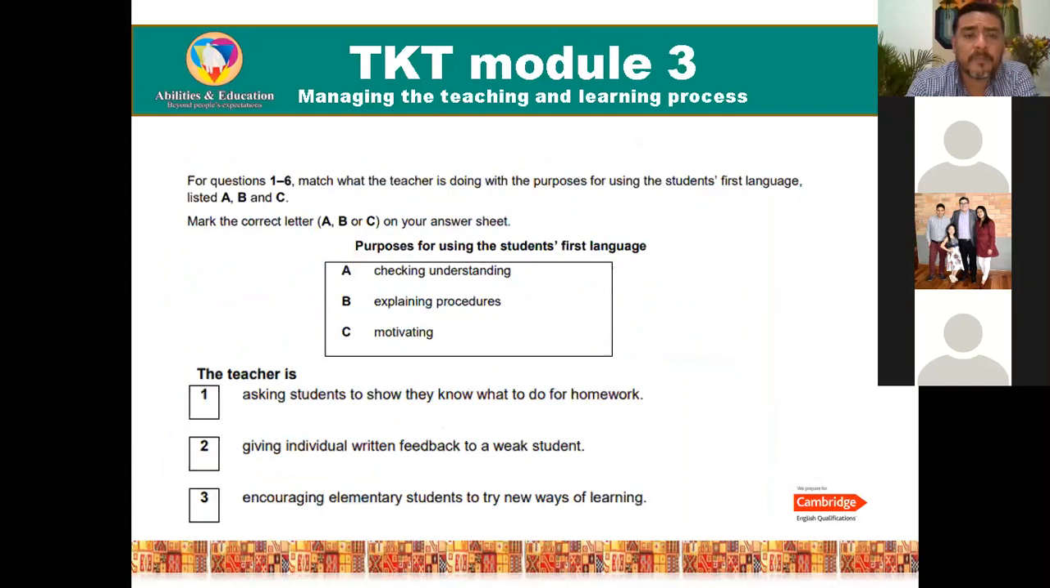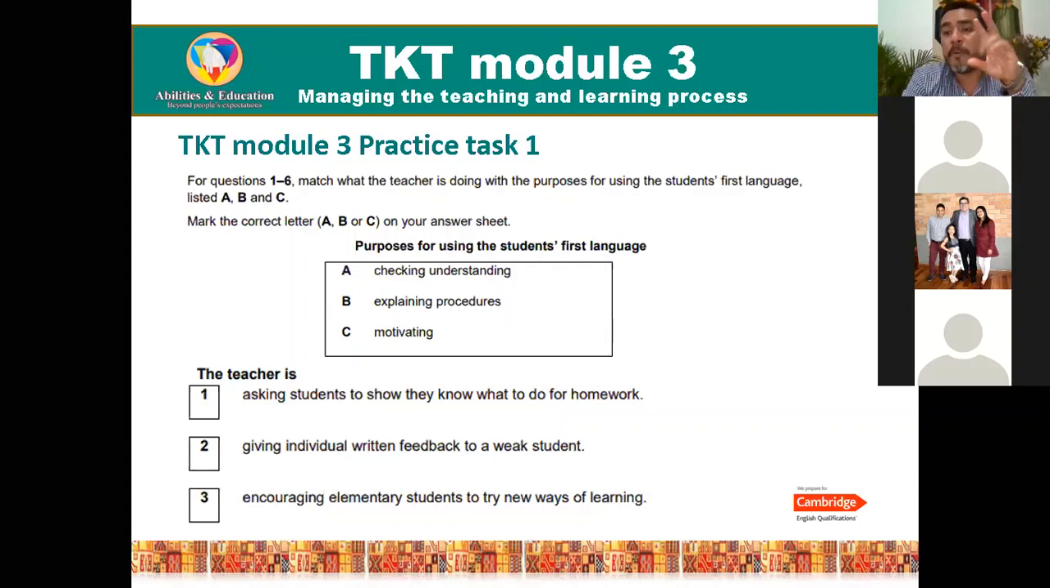All right, here is some real exam practice. Here is some exam practice. This is what the real exam looks like. This is Cambridge TKT module 3. And right now the focus is on the first part of module 3, which is teachers' and learners' language in the classroom. Okay, for questions 1 to 6, match what the teacher is doing with the purposes for using the student's first language.